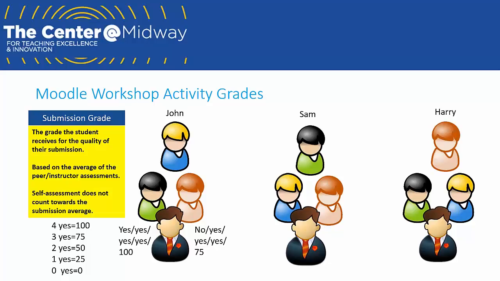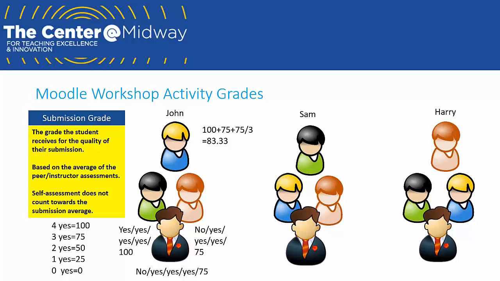Harry does his assessment, and he says, well, John didn't include the first item that he was supposed to, but he did include all the others. So Harry gives John a 75. And the instructor does his assessment, and he agrees with Harry. He says that John did not include the first aspect of the assignment, but he did do the other 3. So how is John's submission grade going to be determined then? It is going to be an average of Sam's assessment, Harry's assessment, and the instructor's assessment. So John is going to get an 83%.